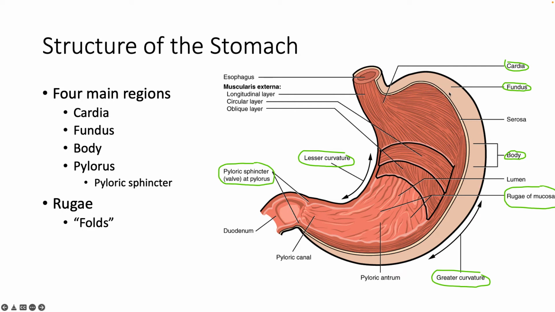Fundus up top. Then we have the body, the main portion of the stomach. And then the pylorus, which is going to be leaving the stomach and entering the small intestine. And it does so via this pyloric sphincter. It's a valve. So this is one of the valves that you need to be able to identify in this week's lab.